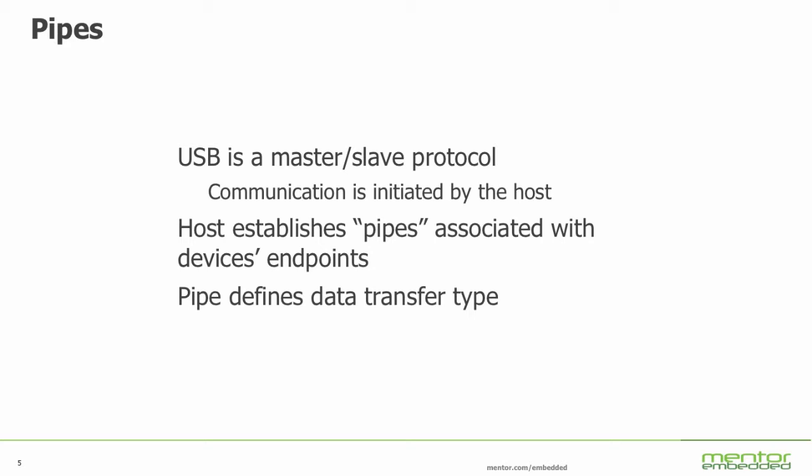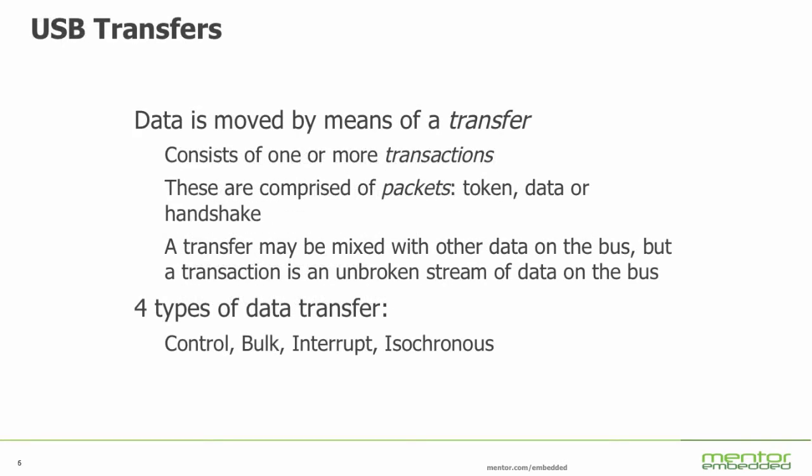The other concept that we need to take a look at is USB transfers. Data is moved by means of a transfer, and this consists of one or more transactions. And those in turn are comprised of packets. Packets may be tokens, data, or handshake. A transfer may be mixed with other data on the bus, but a transaction is an unbroken stream of data on the bus. Now, there are 4 types of data transfer: control, bulk, interrupt, and isochronous. And we need to look at each of those individually.